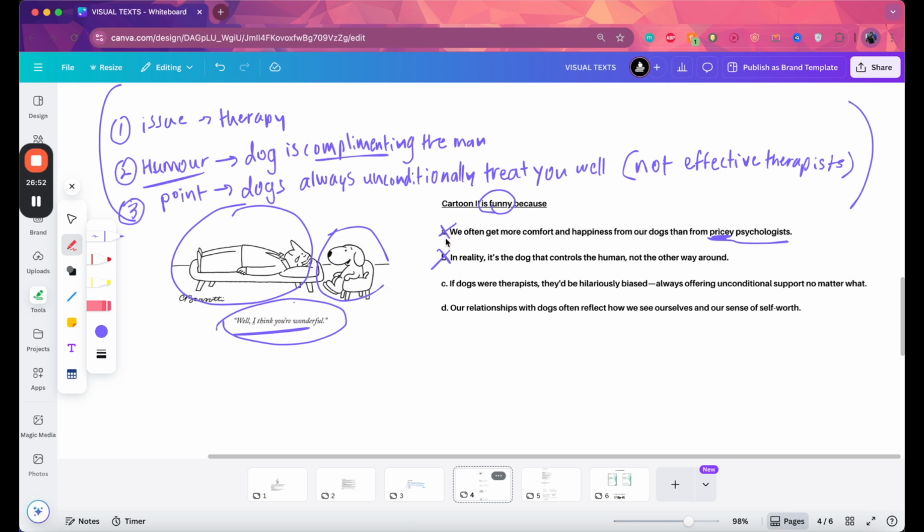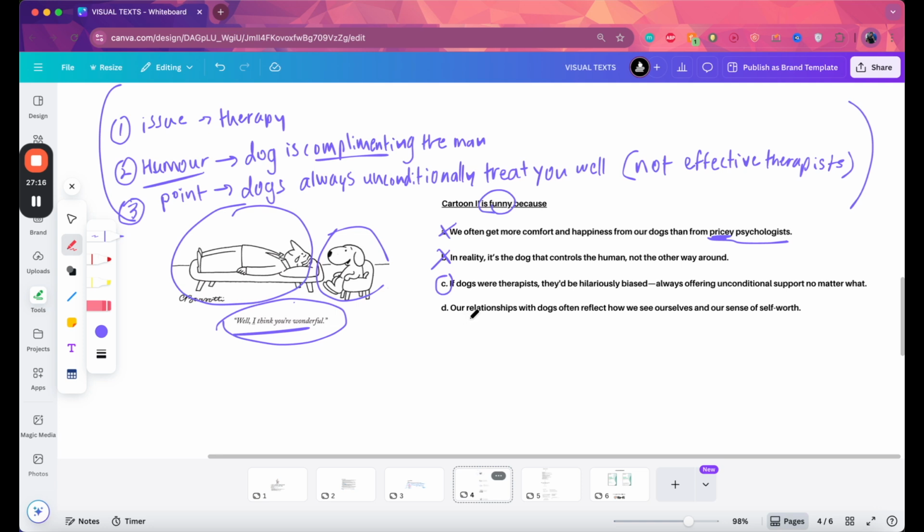For option C, if dogs were therapists, they'd be hilariously biased, always offering unconditional support no matter what. Okay, this is most likely going to be the answer, because the funny thing is the humor, and the humor is the fact that the dog is complimenting the man. This is most likely going to be correct, but I'll just double check D and make sure that I can eliminate D.